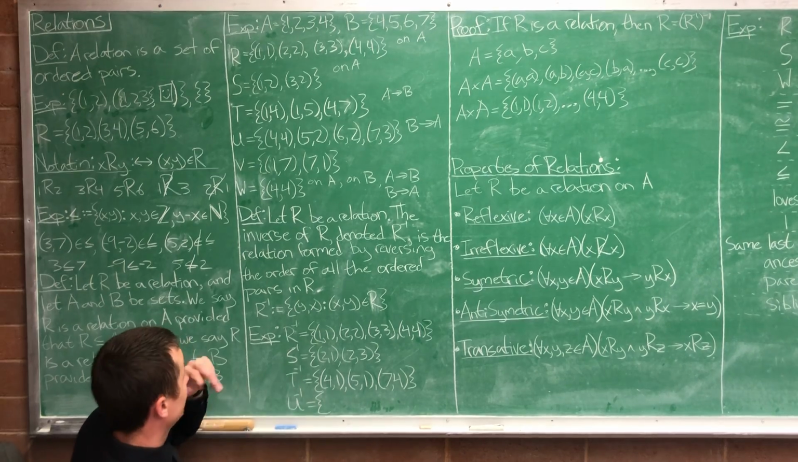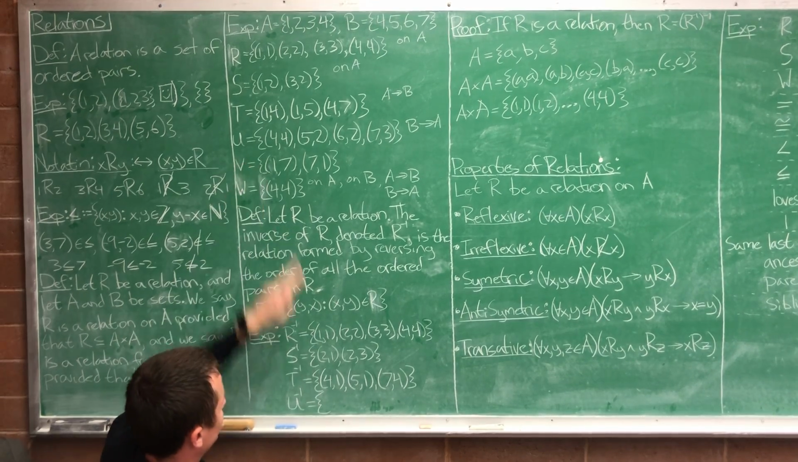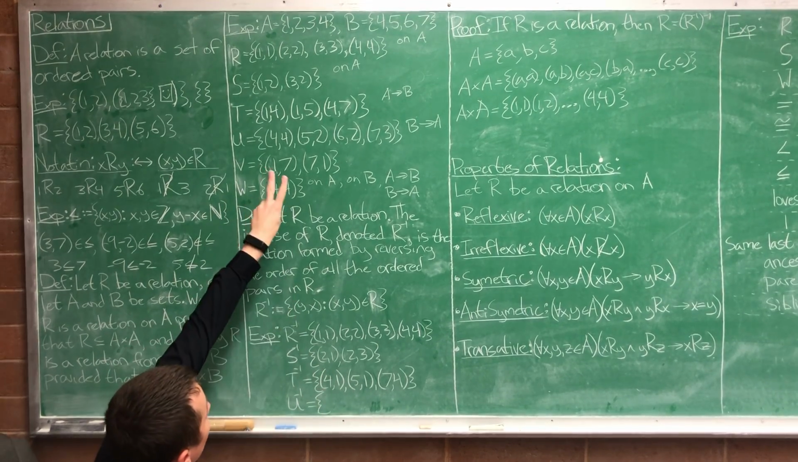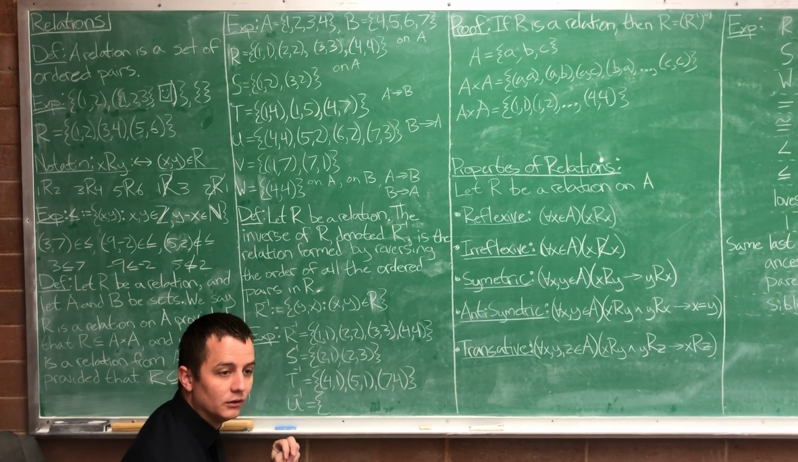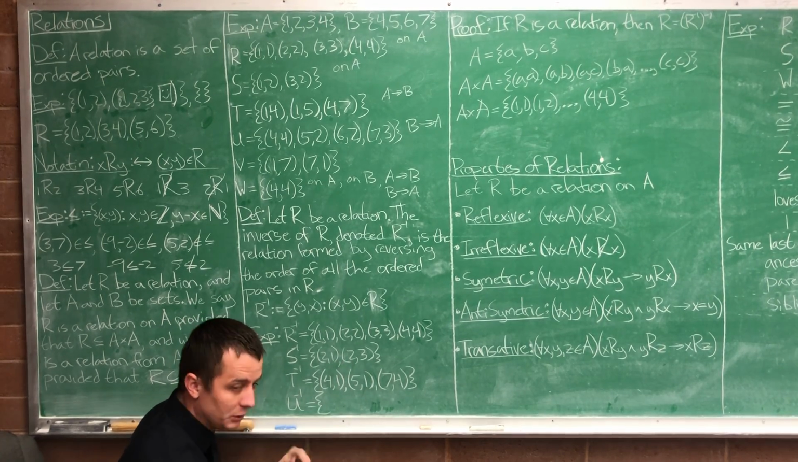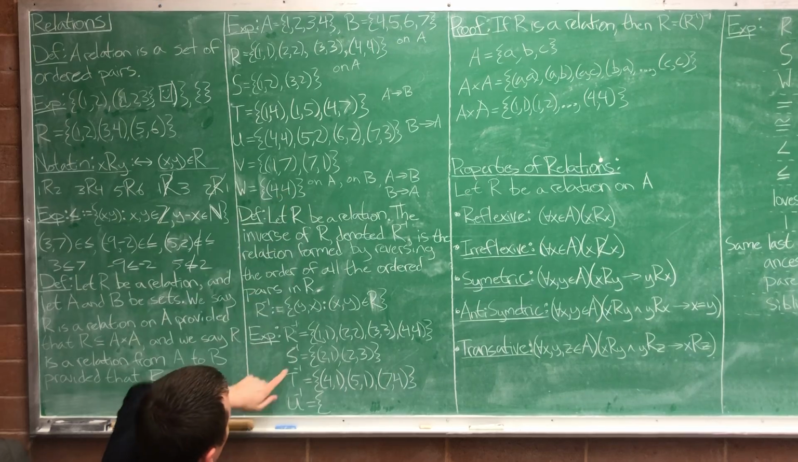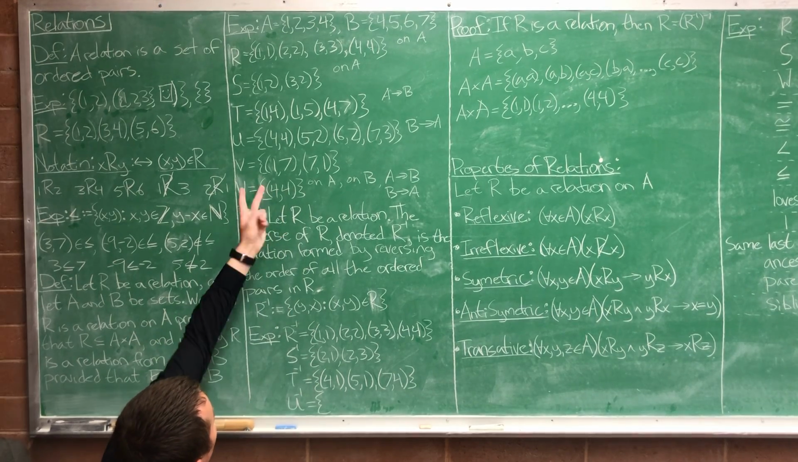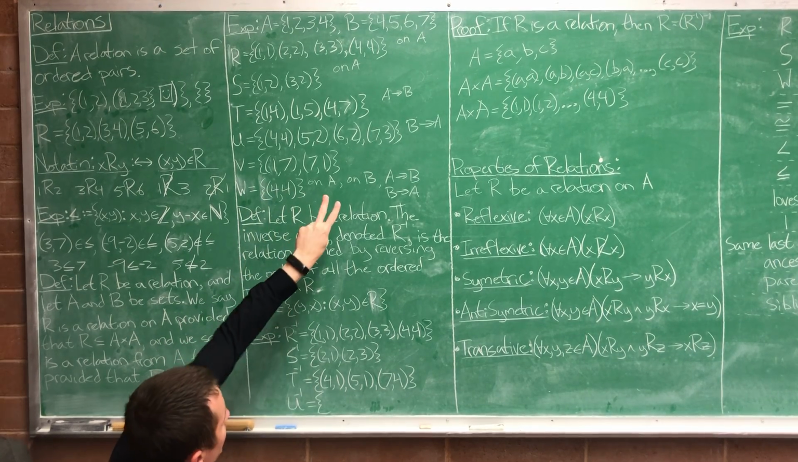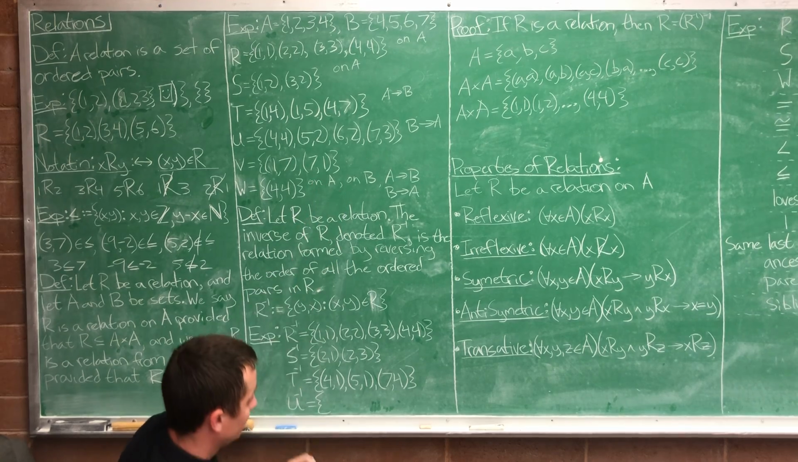Let's look at S inverse. Instead of (1,2), we have (2,1). Instead of (3,2), we have (2,3). Just flip the order. If T is that relation, T inverse is, instead of (1,4), (4,1). Instead of (1,5), (5,1). Instead of (4,7), (7,4). Good.